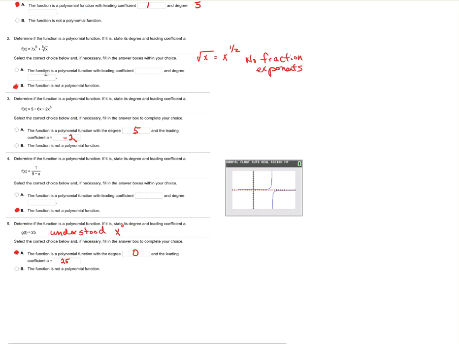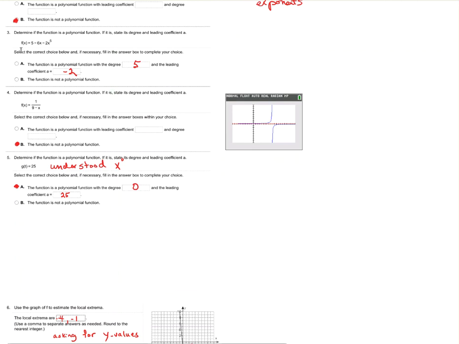All right, number 2, same thing. But here we've got the 5th root of x. Anytime you're taking a square root, a cube root, any of those, that changes to a fractional exponent. And so we said that we can't have that and it be polynomial. So anytime you see the square root of x or any root of x, it's not going to be a polynomial function. Number 3, no problem. The degree is 5.